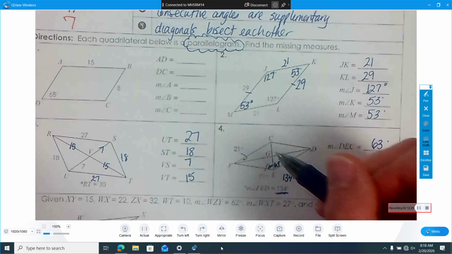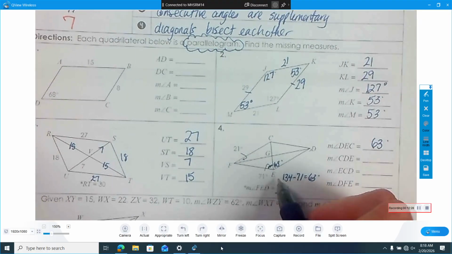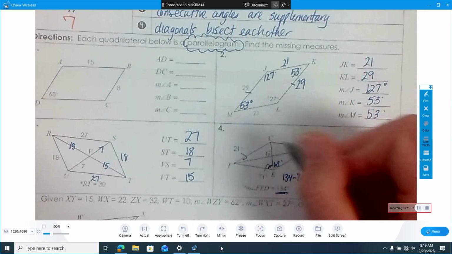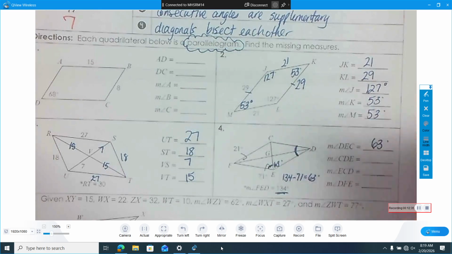All right, let's see. CDE. All right, so the whole angle E is 134. CDE, what is this whole angle up here?